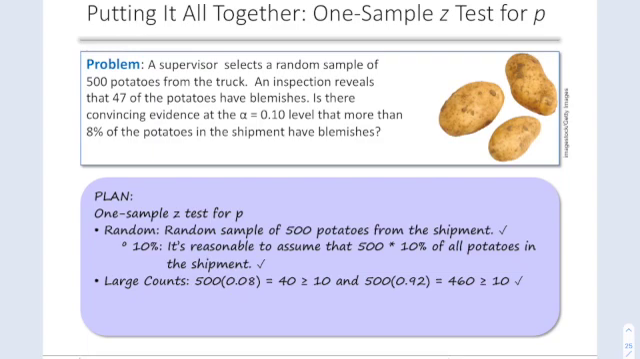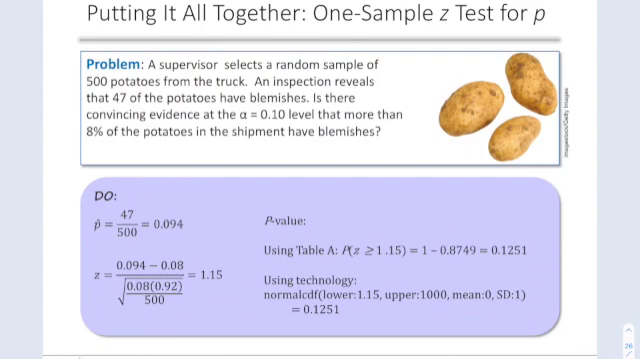So this is a one sample z-test for a proportion. So random, we have a random sample of 500 potatoes from the shipment. 10% condition, it's reasonable to assume that 500 is less than 10% of all potatoes in the shipment. Large counts, 500 times 0.08 and 500 times 1 minus 0.08 are both greater than or equal to 10. So now we can move forward and actually calculate the test statistic and p-value.